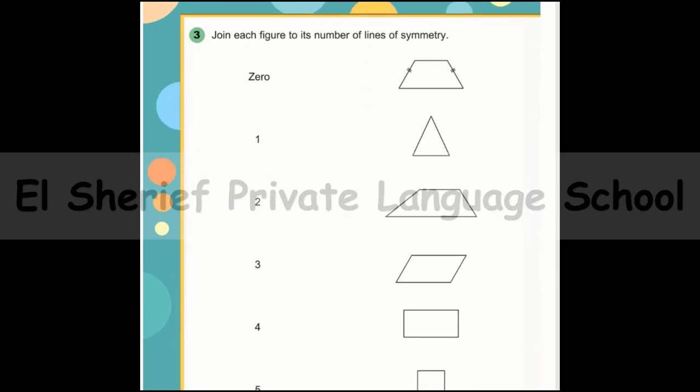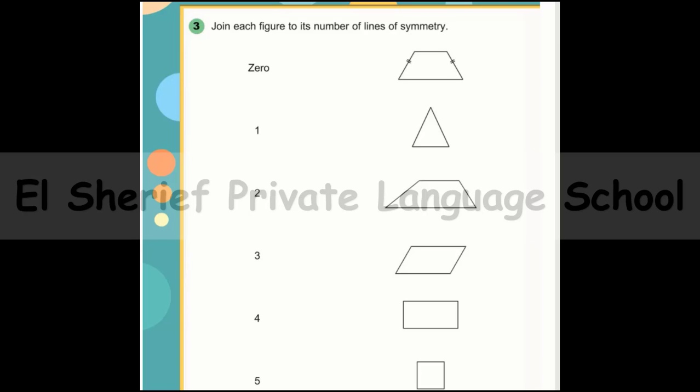So we can solve that. Here we have an isosceles trapezium because two sides are equal, so the isosceles trapezium has one line of symmetry, one axis of symmetry. And here we have an isosceles triangle. Also, the isosceles triangle has one line of symmetry, but the trapezium has zero lines of symmetry, and the parallelogram has zero lines of symmetry.